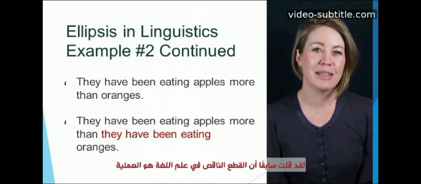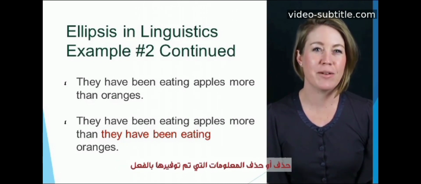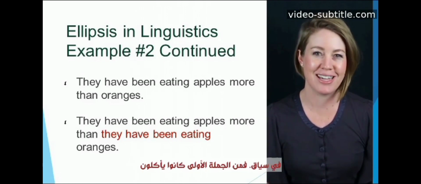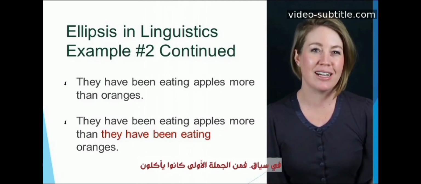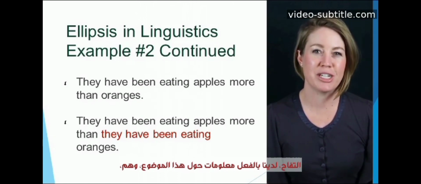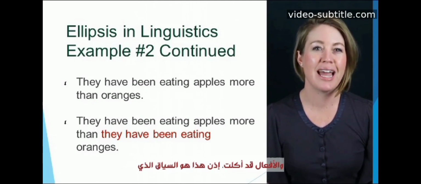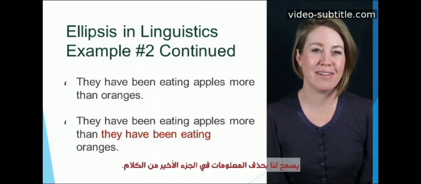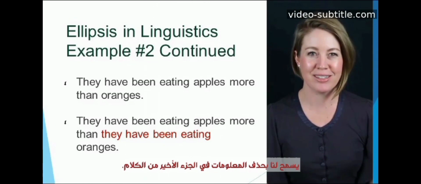So earlier I said an ellipsis in linguistics is the process of omitting or deleting information that is already made available in the context. So from the first clause, they have been eating apples, we already have the information of the subject, they, and the verbs, have been eating. So this is the context that allows us to omit the information in the later part of the utterance.